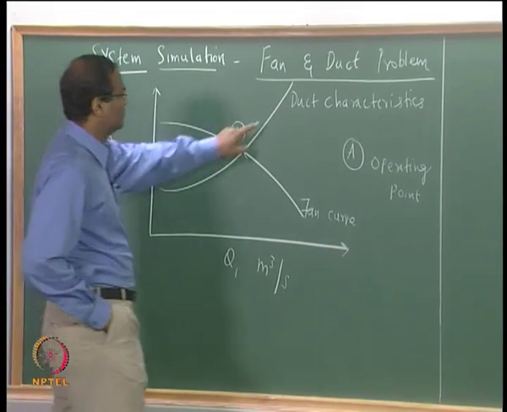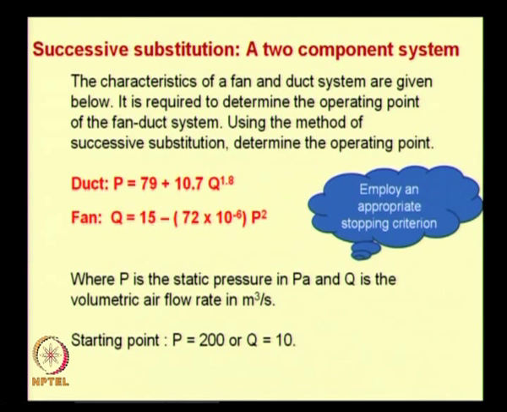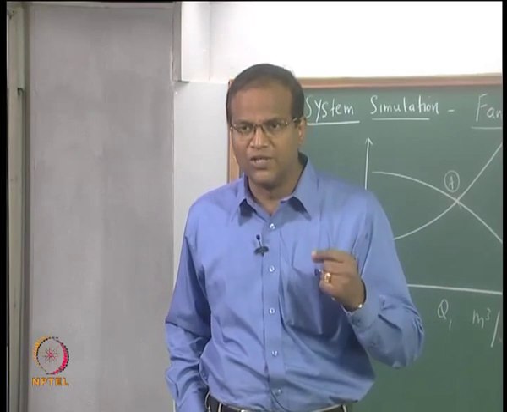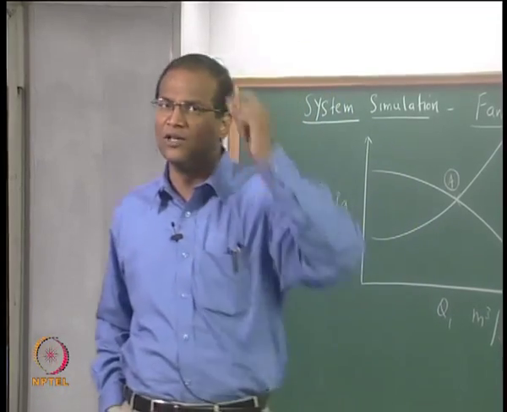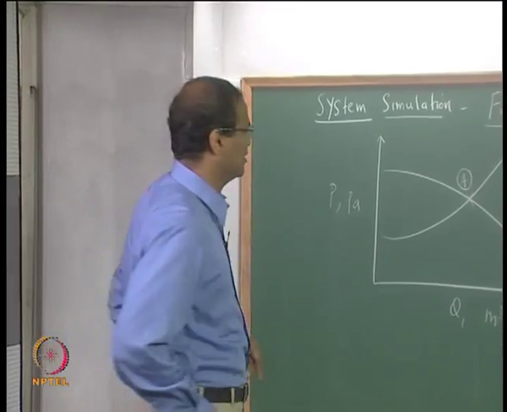Qualitatively, how the characteristics will look is shown on the blackboard. One is the duct characteristics, where the pressure rise goes as Q to the power of 1.8. This 1.8 is a consequence of the Darcy-Weisbach equation, which gives you the head loss f L V squared by 2 g D. f itself is 0.182 Reynolds to the power minus 0.2. The 2 and minus 0.2 combine to give 1.8. I have already discussed this in the last class.